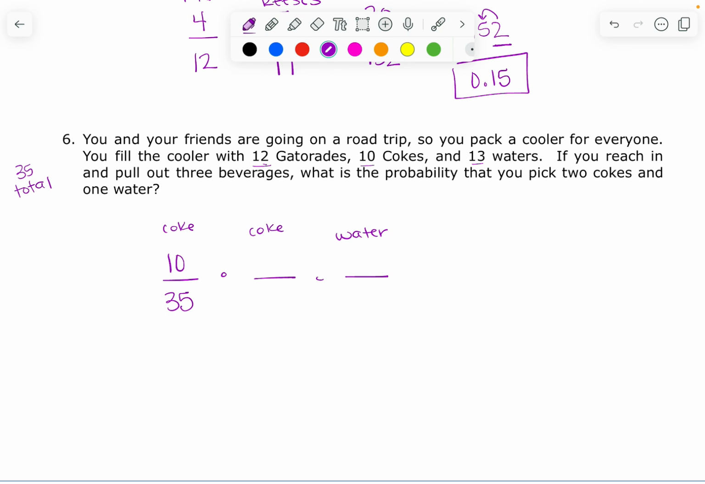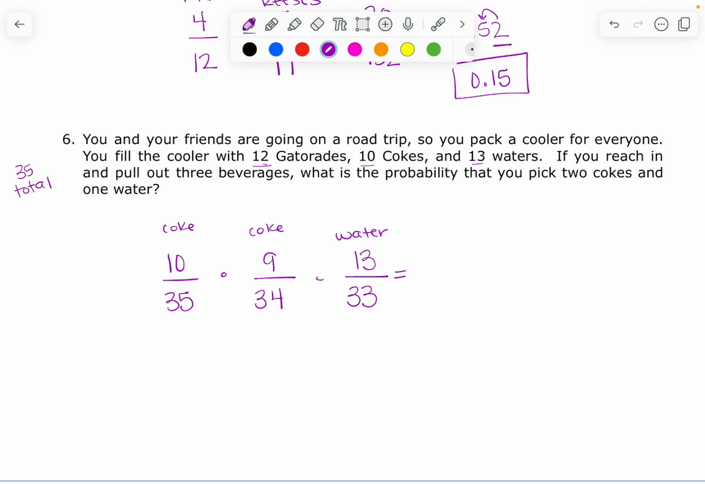I reached in and I took a Coke out. So how many Cokes are left in that cooler? Well, there's only 9 left now. And there's only 34 total drinks in that cooler. I reached in that second time and I got a Coke. So now I've taken 2 Cokes out. Probability of getting a water now. Well, I know there's only 33 left in the cooler. And of those 33 total, 13 of them are still waters because I didn't pull any of those out. I only pulled Cokes out.